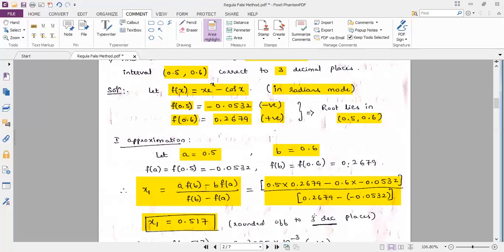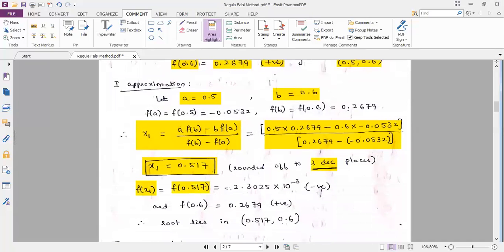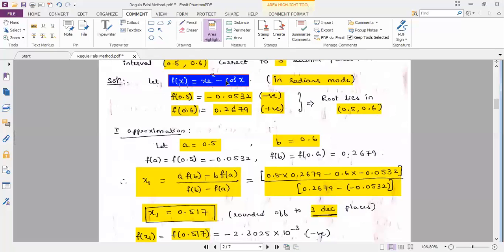Here we have rounded off the values to 3 decimal places. The question requirement is up to 3 decimal places, so we have rounded off the values to 3 decimal places. Now let us find f of x1. F of x1 is f of 0.517. F function stands for the given equation always. So f of x here is x e power x minus cos x.